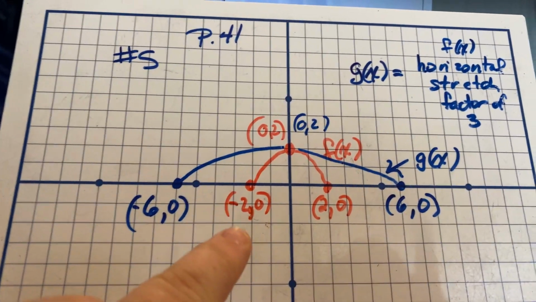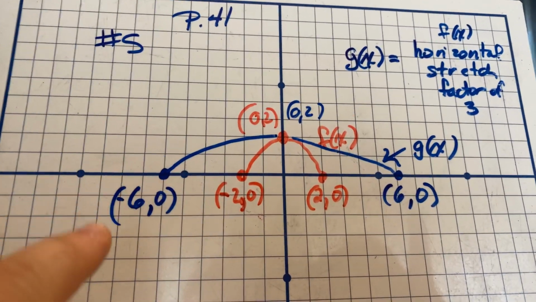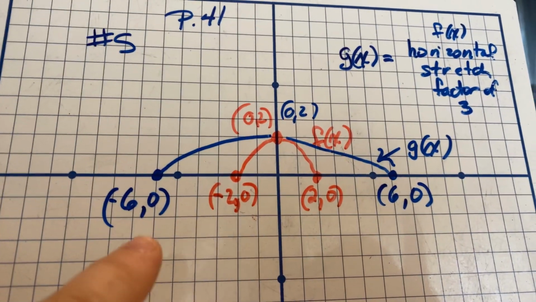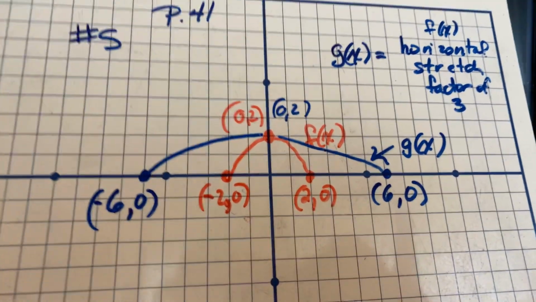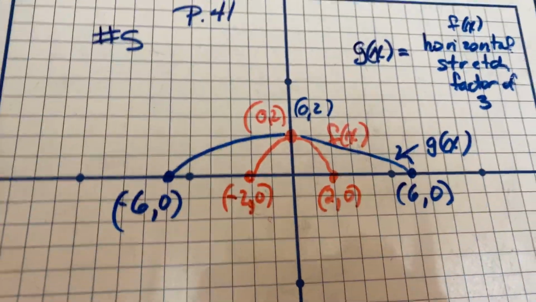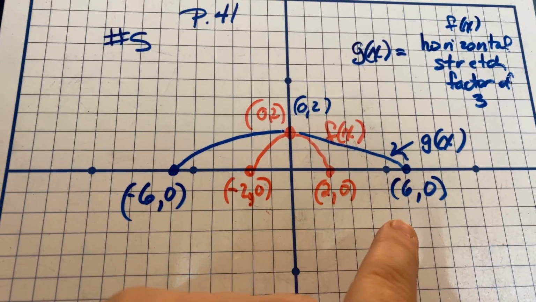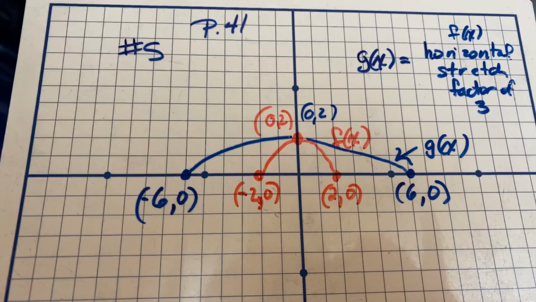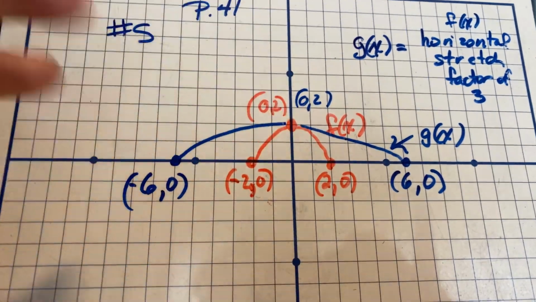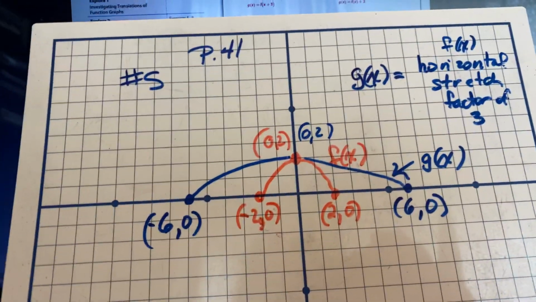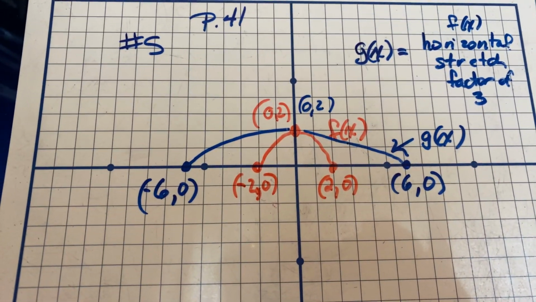And so here we go. -2, 0: if you take -2 and multiply it by 3, you get -6. Again, take a look at the y values. They do not change. From the right-hand endpoint 2, 0, if you multiply the 2 by 3, you get 6, so you get 6, 0. And up here, if you take 0 and multiply it by 3, you are still at 0. So again, this is problem number 5, and they're asking for g of x to be a horizontal stretch by a factor of 3.